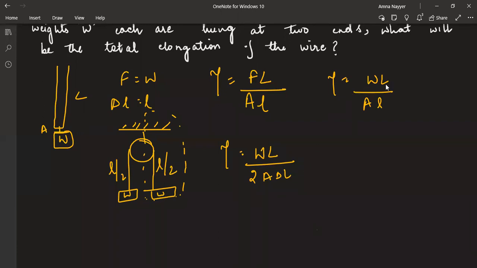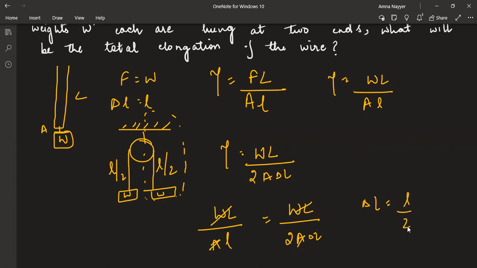So from here, if you take the ratio of all these, or even if you equate it, WL by A small l will be equal to WL by 2A delta L. See, A, W, L will get cancelled. Delta L will become small l by 2. Right. So elongation in this wire is coming l by 2.